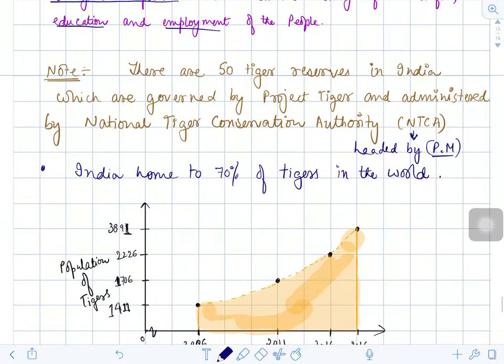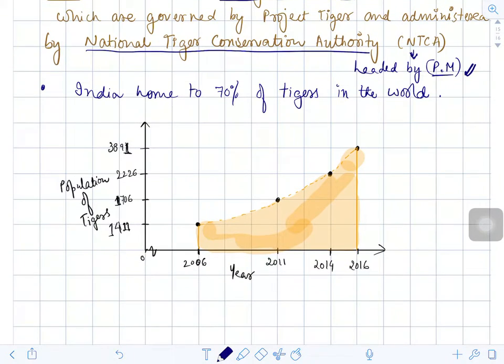Now note, there are 50 tiger reserves in India. How many? 50 tiger reserves are there in India, which are governed by Project Tiger and administered by the National Tiger Conservation Authority. Bear in mind, the National Tiger Conservation Authority is headed by the Prime Minister. Okay, India is home to 70% of the tigers in the world.